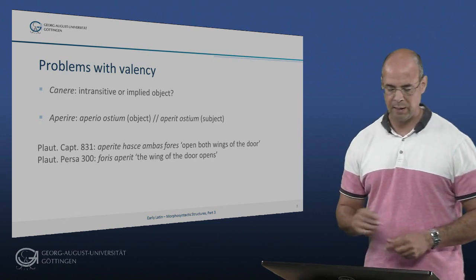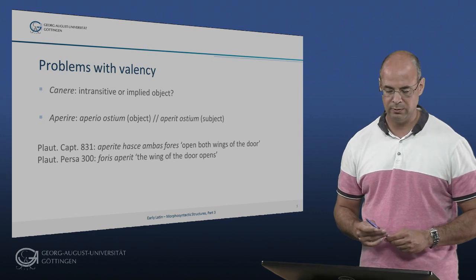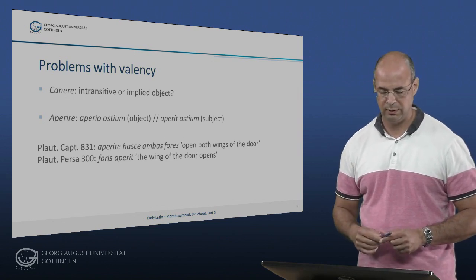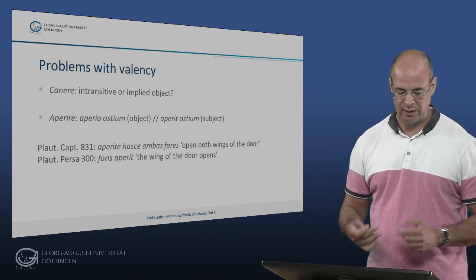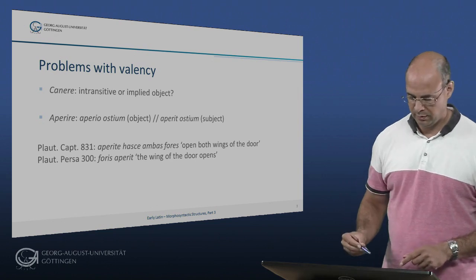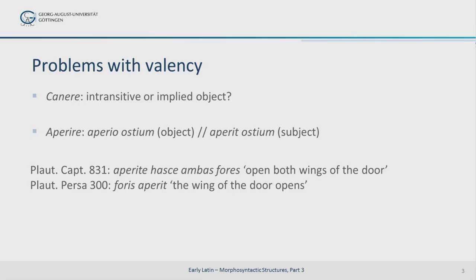We have aperio ostium, I open the door, or aperit ostium, and you can see both exemplified in early Latin in the same playwright, in Plautus. So we have aperite hasce ambas foris, direct object, open, imperative, both wings of the door. But we can also say foris aperit, where foris is a subject, the wing of the door opens and someone comes out.